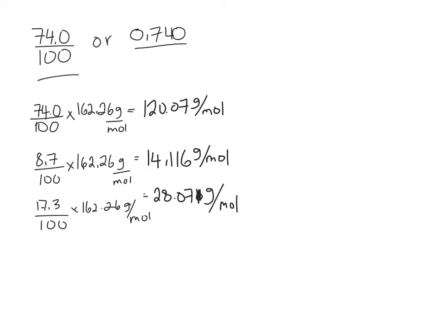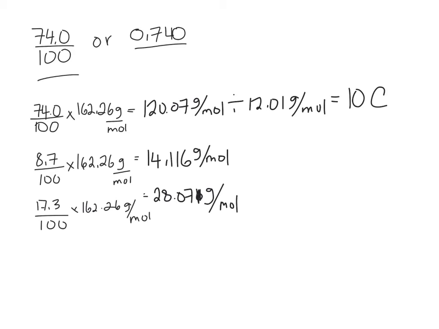Now divide by the molar mass of that element and it will tell you the number of atoms of that element in your compound. So if I divide this by 12.01, what do you think you're going to get? 120 divided by 12 is 10. So our compound will have 10 carbons.